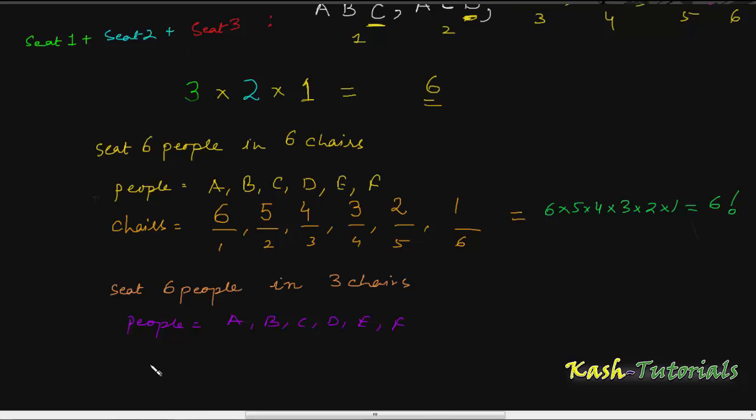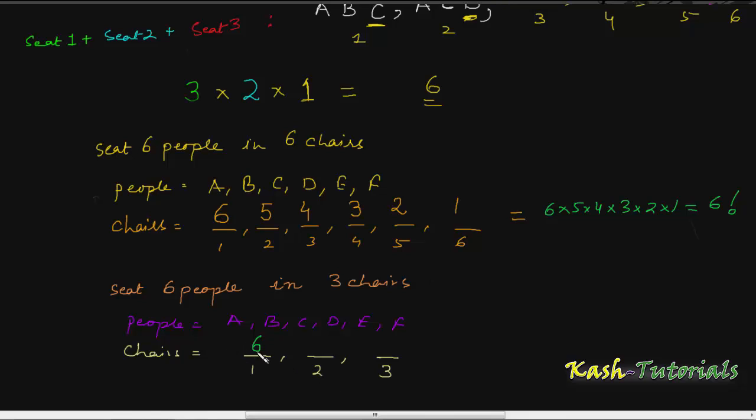What we are changing is the chairs. Now we are having only 3 chairs. So let's see how we can make them sit. In the first chair we can have all these 6 people who can sit. So there are 6 ways in which this first chair can be filled.